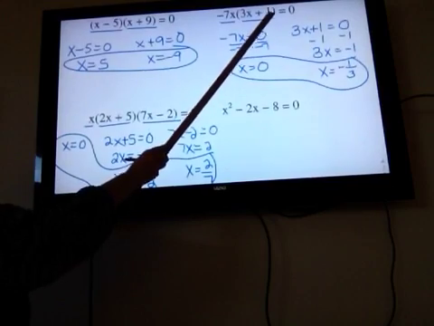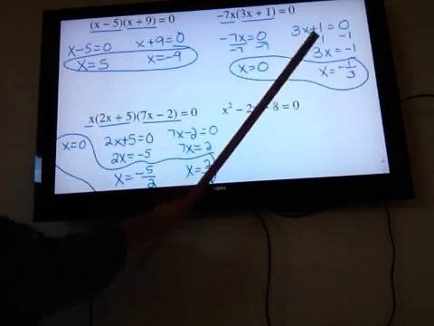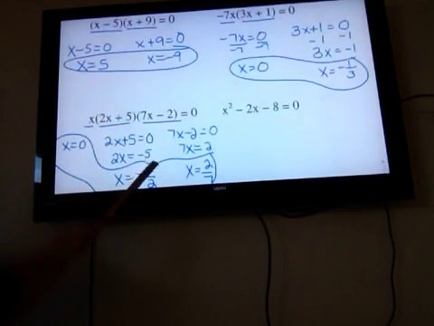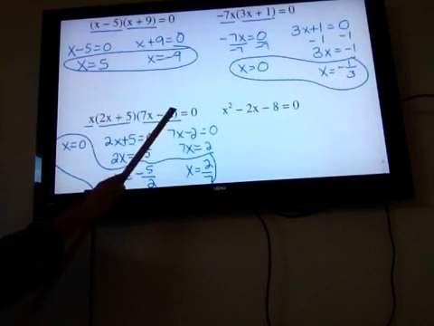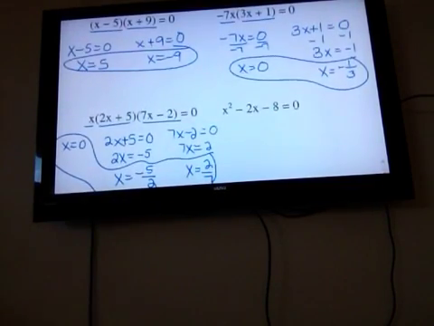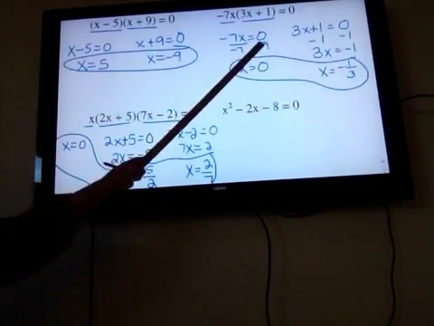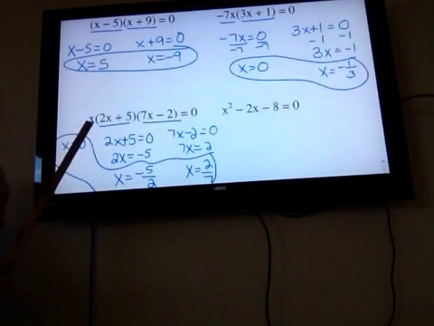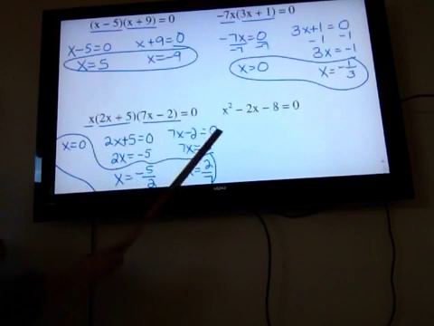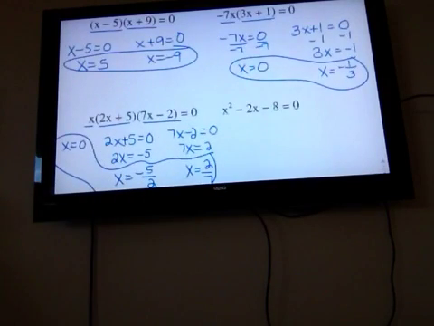Negative 1 over 3, so negative 1/3. Negative 5 over 2. Positive 2 over 7. So without having to write any of this stuff, I'm going to go right to the solutions without writing any of the setups or the work for those. Okay?